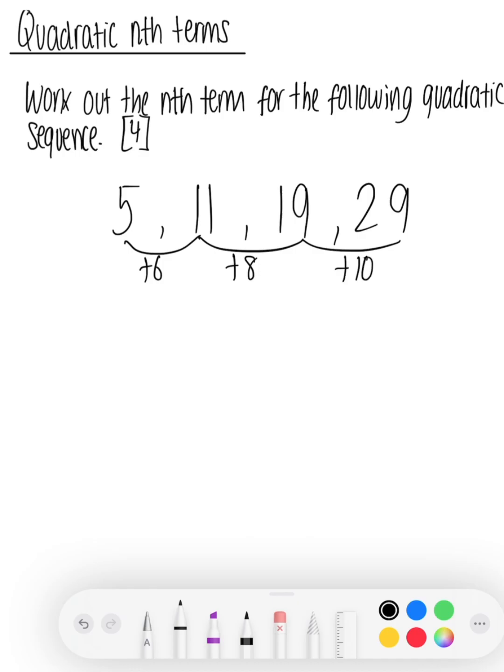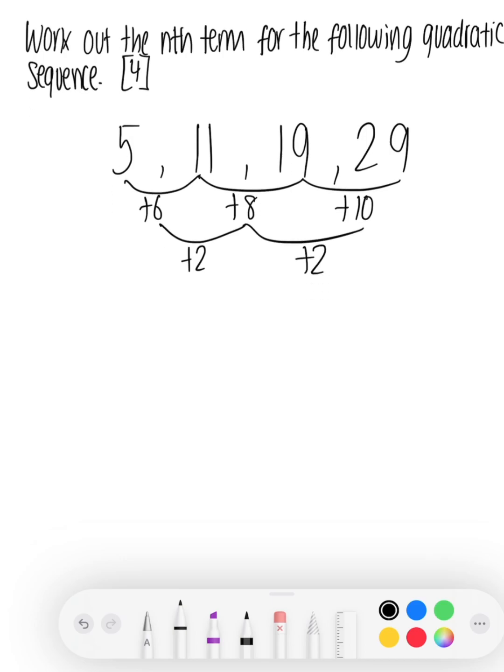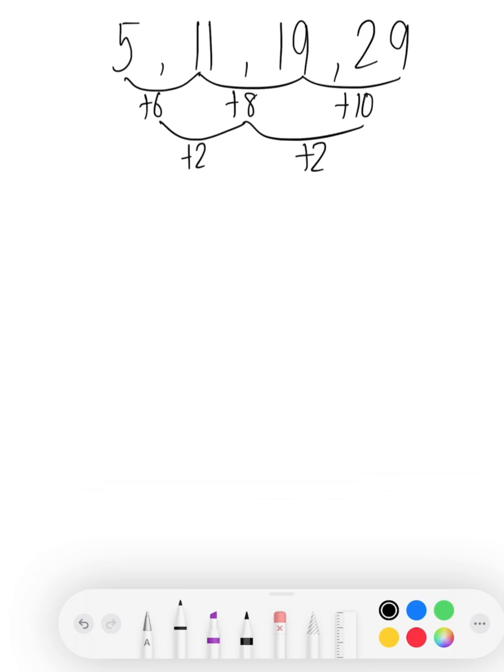Now there's not anything to worry about. What we need to do again is find the common difference between the differences we just found. So here we've got a difference of plus 2 and another difference of plus 2. Now we represent that as 2n squared. The next step is to divide whatever we got by 2. So 2n squared divided by 2 is simply n squared.